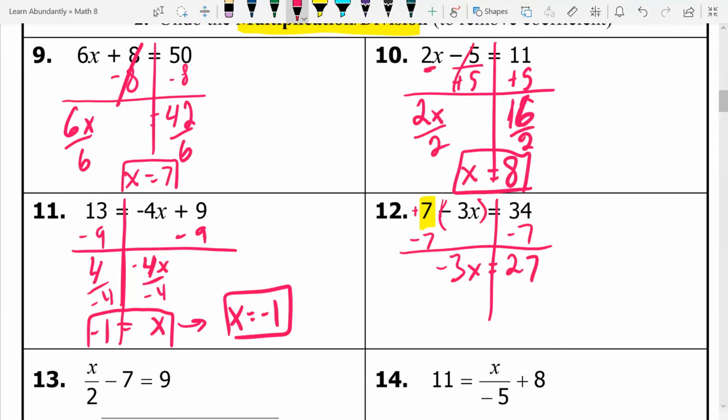Now I can divide both sides by negative 3. Don't add 3 there, because we have to remember that it is a negative 3 now that it's connected to that 3 and that x. So I'm going to divide by negative 3 on both sides, and I get x equals negative 9.